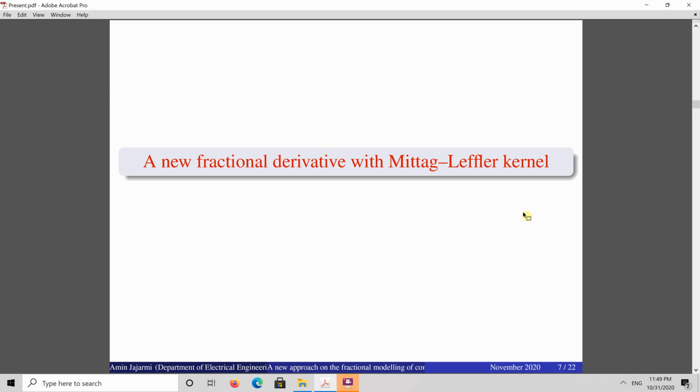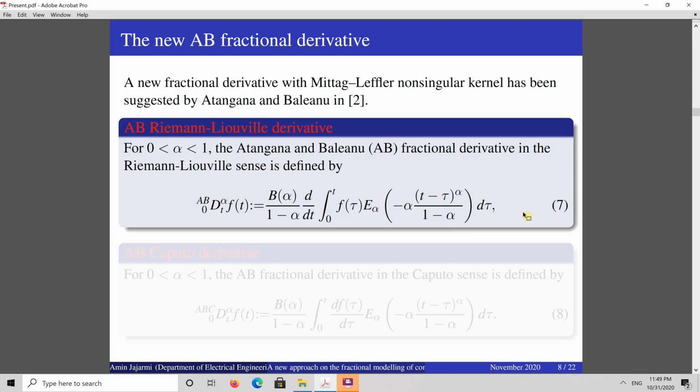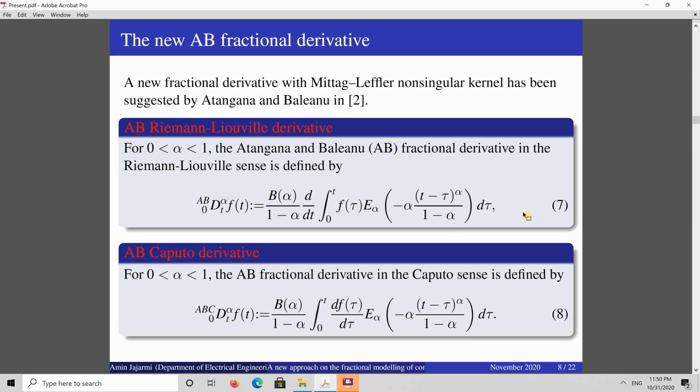Now, we introduce a new fractional derivative with Mittag-Leffler kernel. In reference to a new fractional derivative with Mittag-Leffler non-singular kernel was suggested by Professor Atangana and Baleanu. For alpha between 0 and 1, the AB fractional derivative in the sense of Riemann-Liouville is defined by equation 7. Concerning AB Caputo derivative, we can say that for alpha between 0 and 1, the AB fractional derivative in the Caputo sense is defined by equation 8.